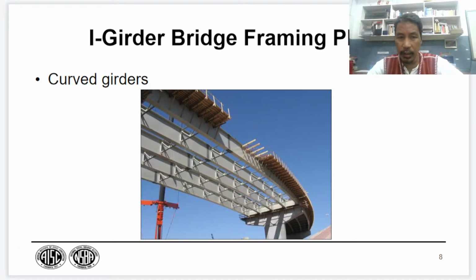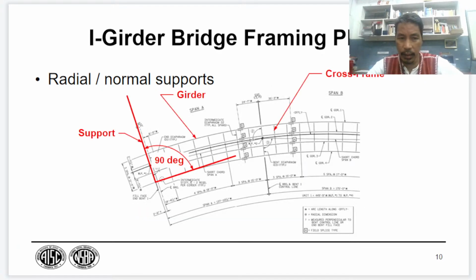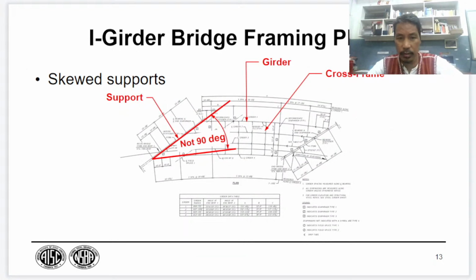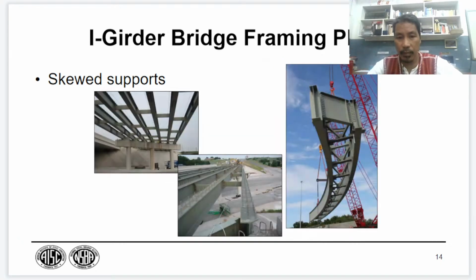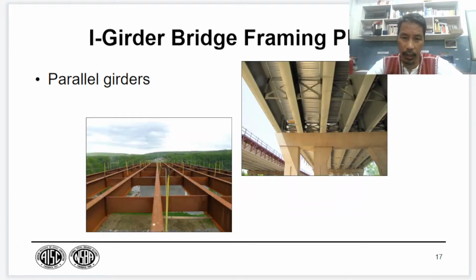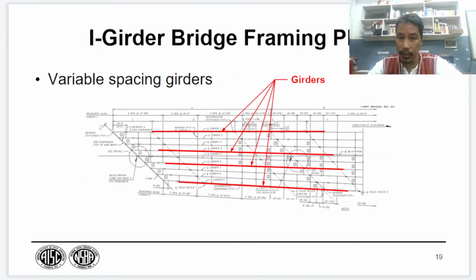Framing plans of straight girders, curved girders, radial support, normal support, and skewed support. Skewed support means the orientation of the pier cap is not perpendicular to the bridge direction. That is what we mean by skewed support. Skewed support in actual picture, parallel girders, we have the picture, variable spacing of girders.